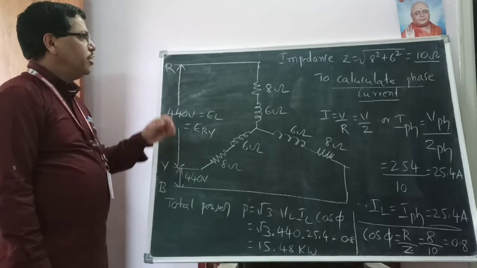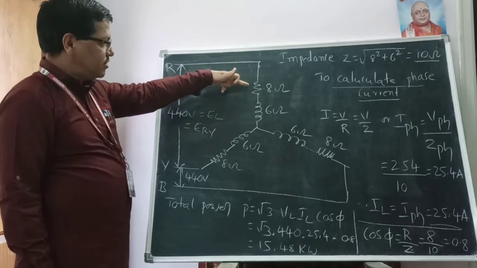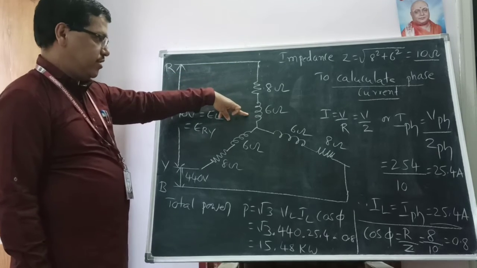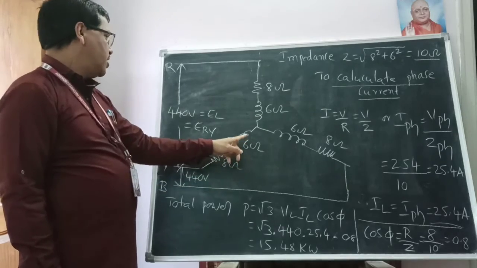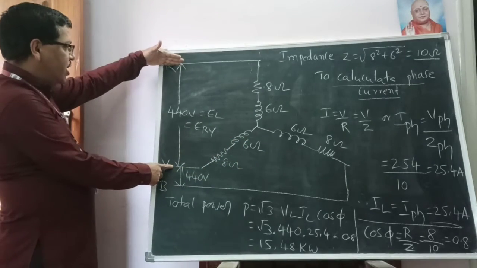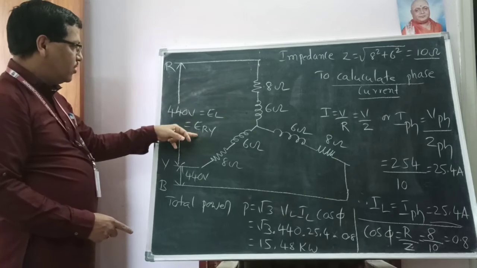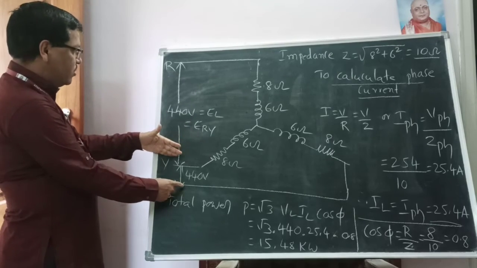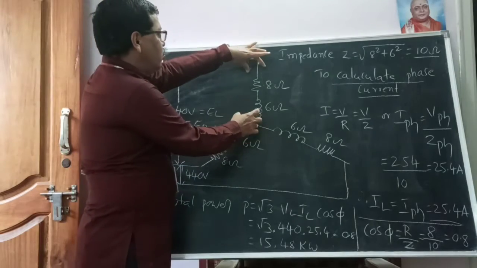As per the impedances given in one phase, 8 ohm resistance and 6 ohm inductive reactance, and here once again 8 ohms and 6 ohms, and once again here 8 ohms and 6 ohms. This is the line voltage, 440 volts. We will call that EL or ERY also. Here also 440 volts, the remaining also 440 volts. So this is the one impedance connected to one phase.